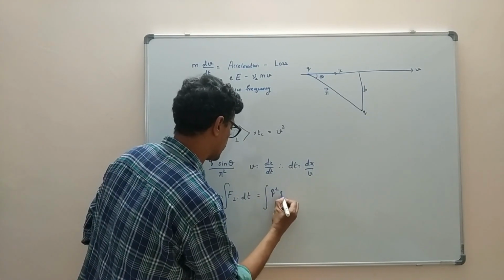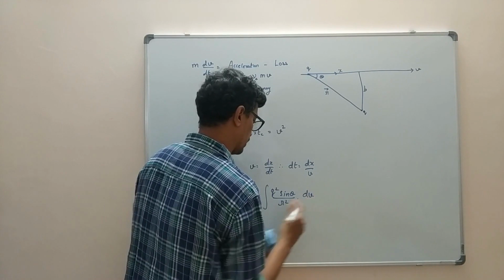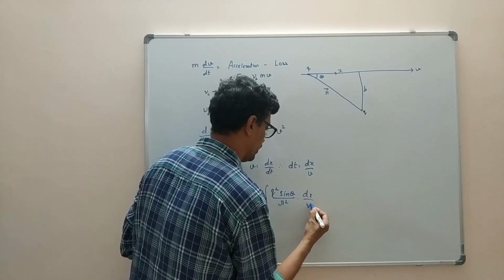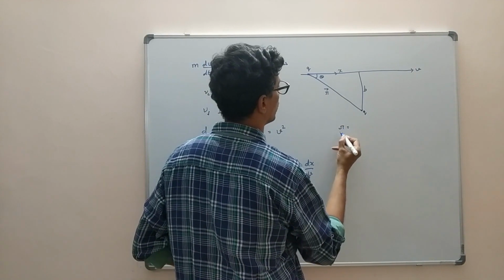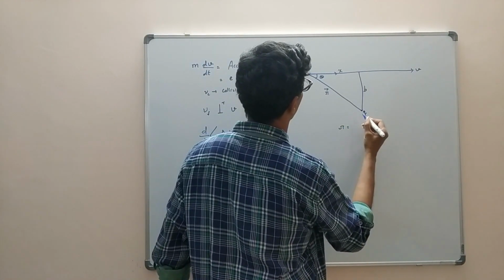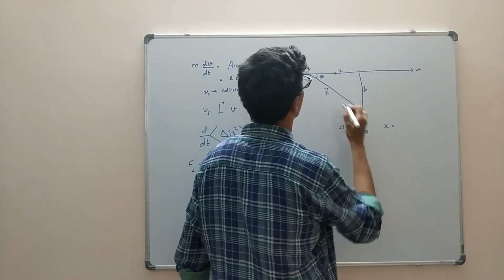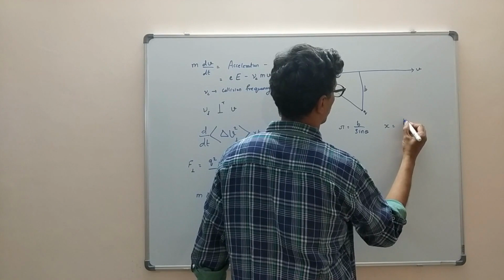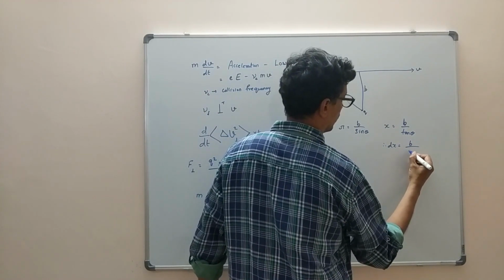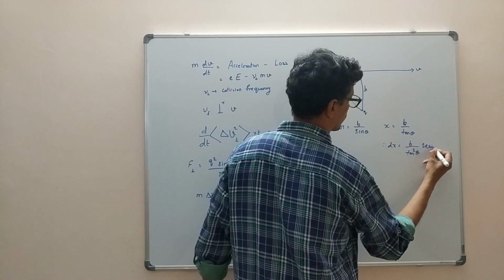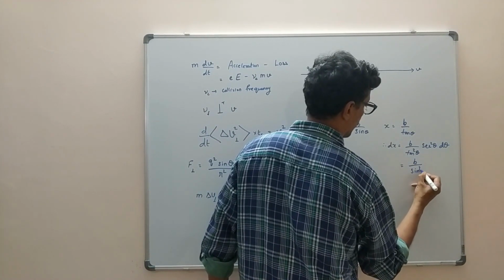This is q square sine theta divided by r square into dx by v. And now from this figure we know r is nothing but b by sine theta, and x is equal to b by tan theta, and therefore dx is equal to b by tan square theta sec square theta d theta, and that's equal to b by sine square theta d theta.